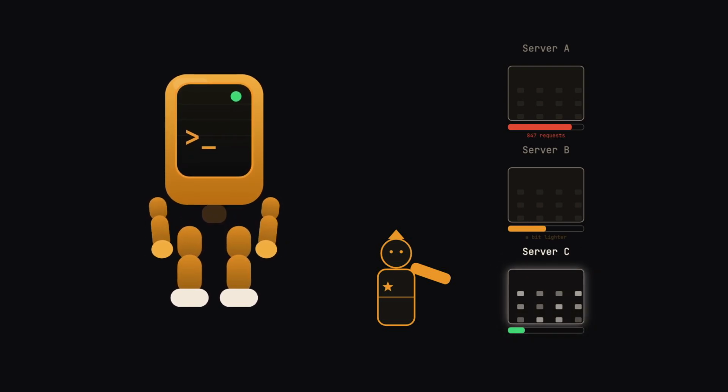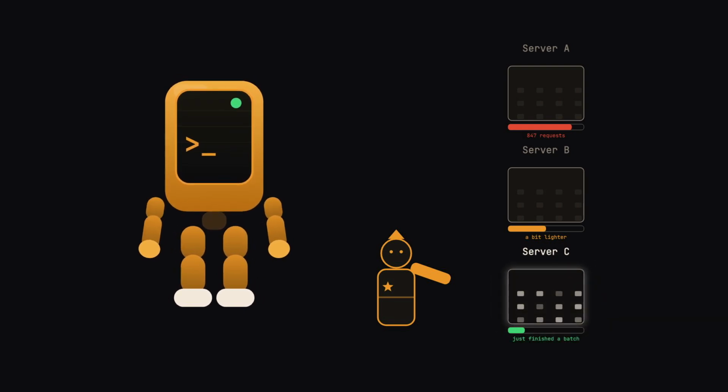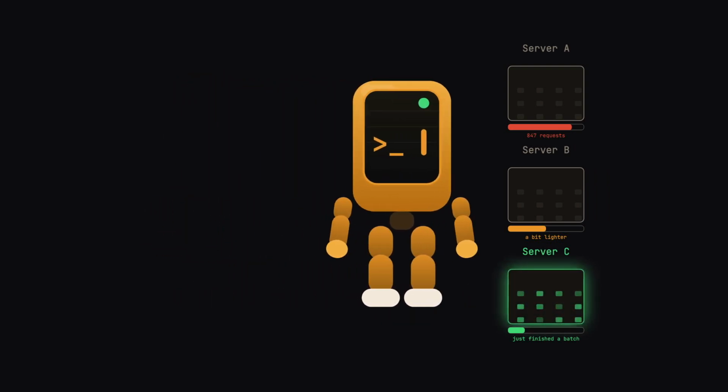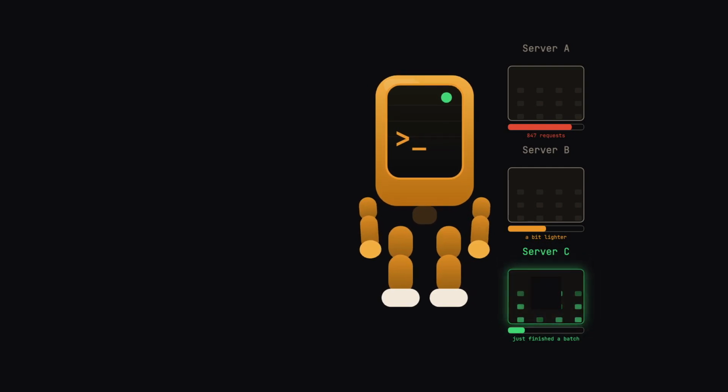Server A is handling 847 other requests right now. Server B is a bit lighter. Server C just finished a batch. It sends your request to server C. You never knew any of this happened. To you, it just loaded.